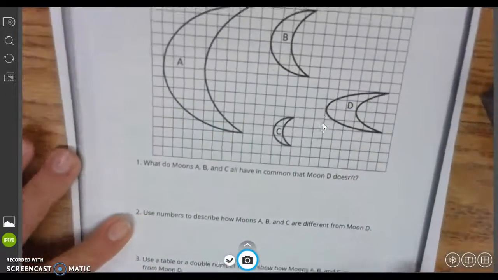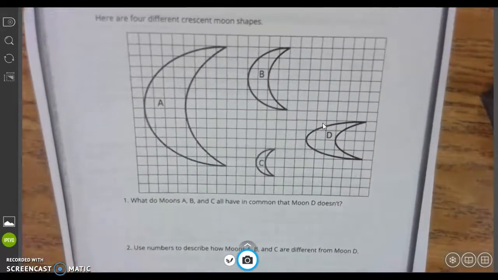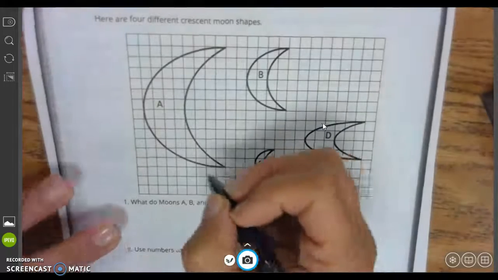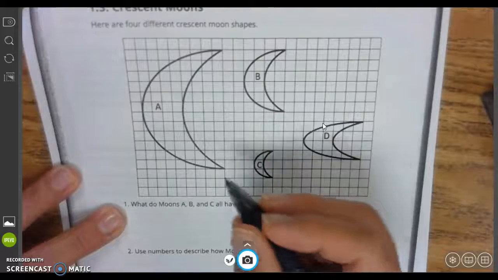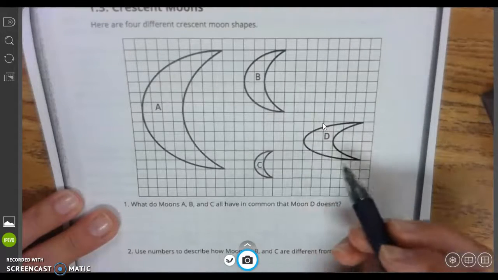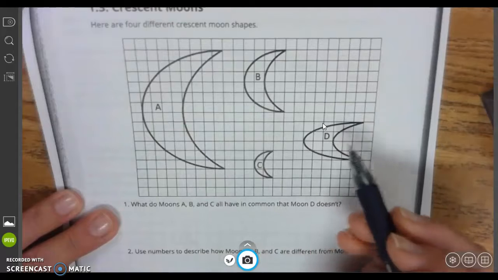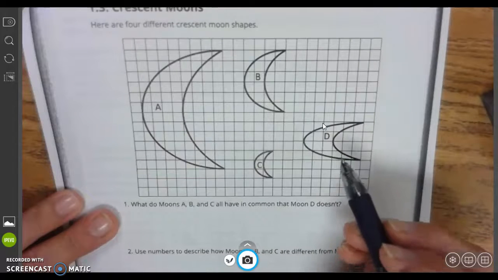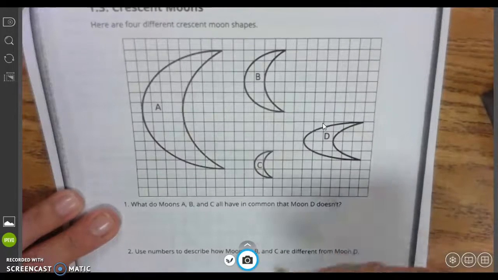So let's look at the crescent moons on page 92 in your workbook. Here's 4 different crescent moon shapes. What do moons A, B, and C all have in common that moon D doesn't? Well, when I look at this, I see that A, B, and C all kind of have the same shape, don't they? But D looks about as wide as it is high.